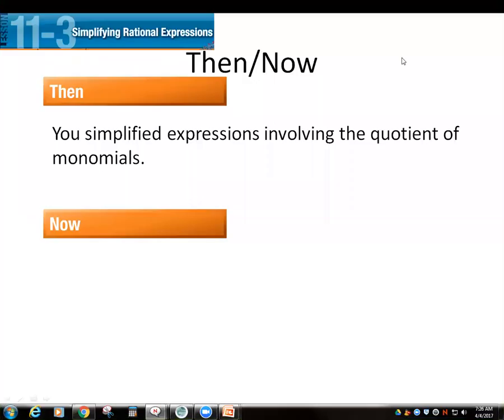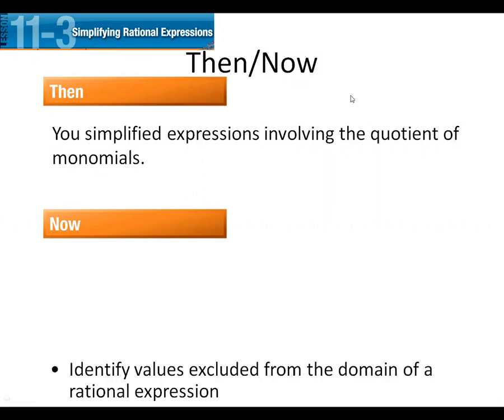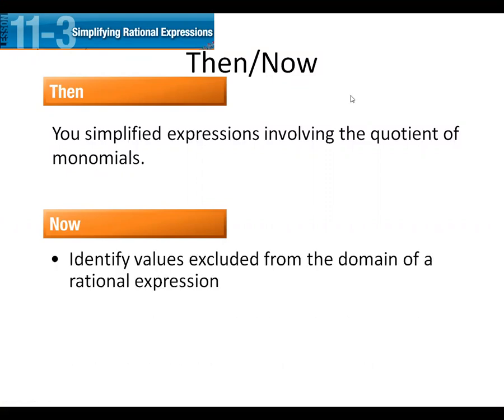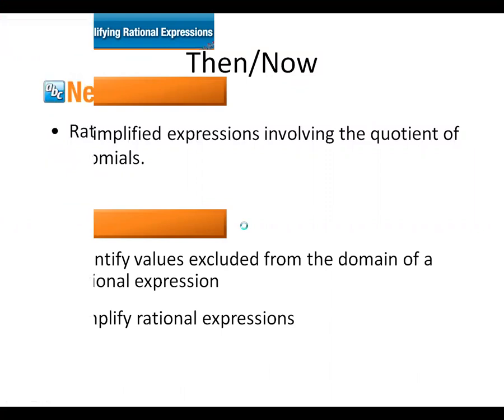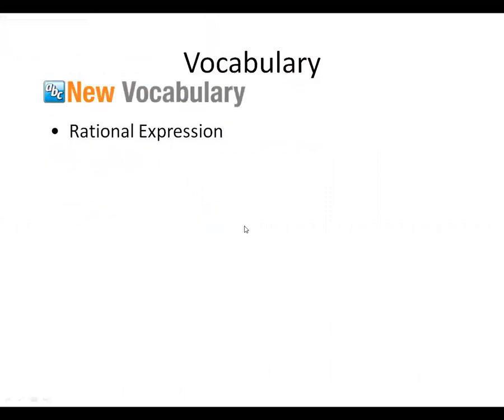All right, guys, we're back with section 3 of chapter 11, simplifying rational expressions. So previously, you simplified expressions involving the quotient of monomials, and now we're going to identify values excluded from the domain of a rational expression and simplify what are called rational expressions. And that's our vocabulary, rational expression. And so let's talk about what that means.